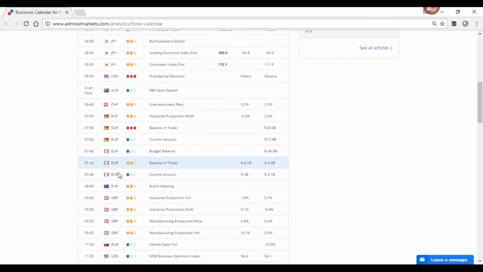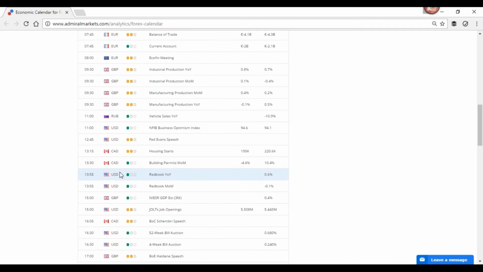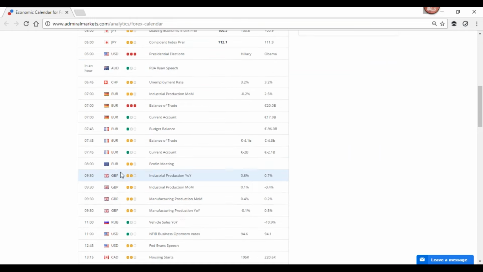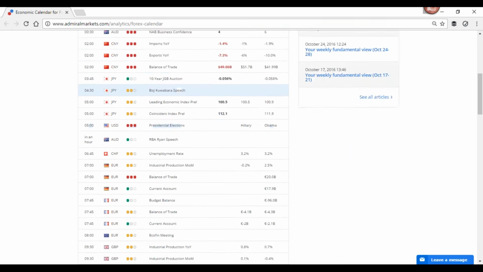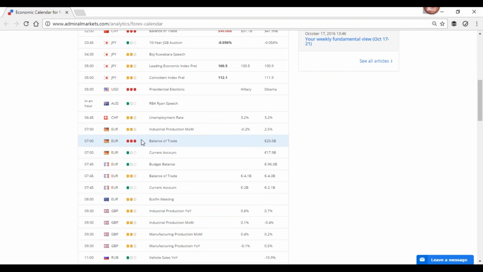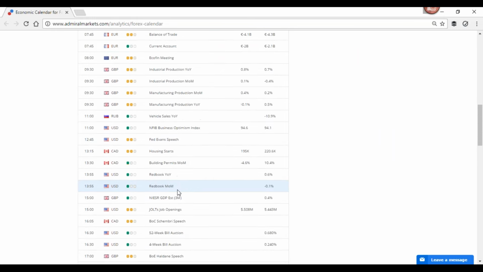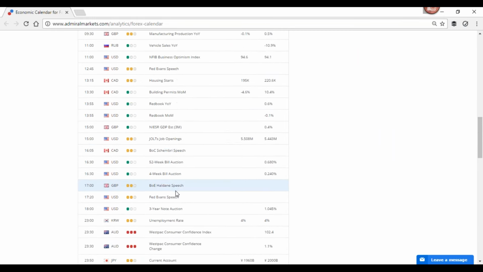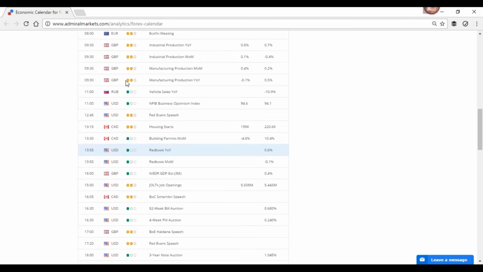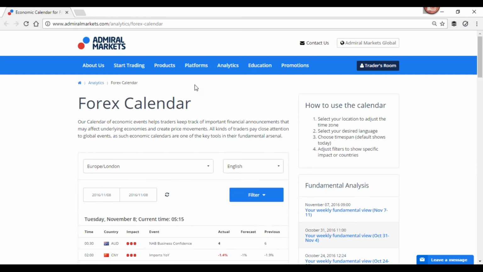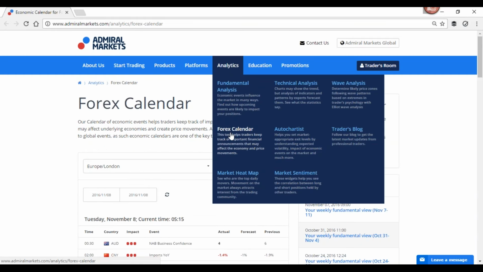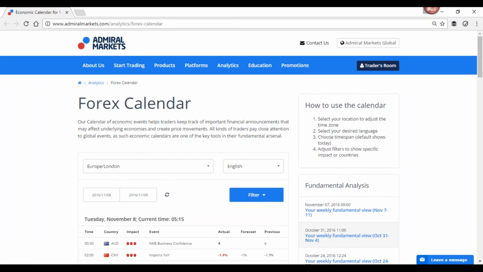Now, besides that, that is the main event today, but you have your usual events for today as well on this Tuesday, like balance of trade and some pound news on manufacturing and industrial production. Some Fed speeches there as well. So you can find out all the details by going to analytics and clicking on this Forex calendar.